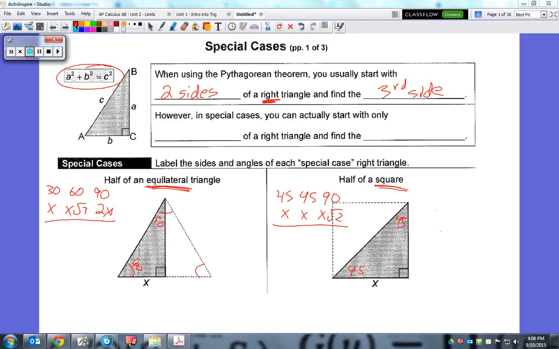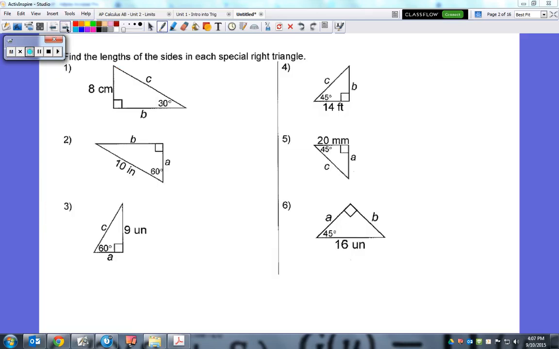However, in special cases, and when I say special, I'm talking about these two special cases here, you can actually start with only one of them and we can find the other two. So you will start with only one angle or one side, and the angle is going to correspond to that one side, and then we can find the other two. So how does that work? Okay, so let's move on and I'll show you.